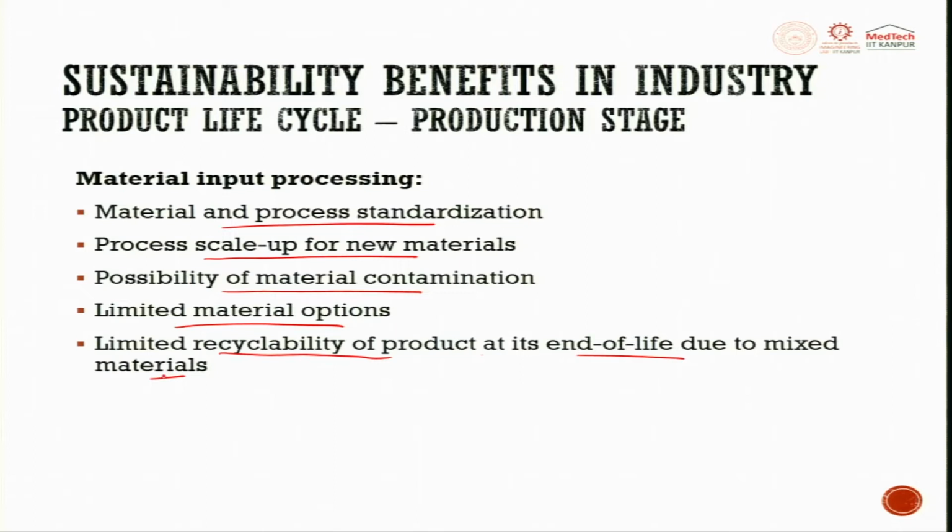When I talk about material input processing, again, the data given by the same paper or the same publications by Liu et al., they say for the different materials like Ti6Al4V, an aluminum alloy AlSi10Mg, then there is a turbine blade alloy, Inconel 625, and tool steel. They have given the energy consumption at the gas atomization stage only. At gas atomization stage, the energy consumption.